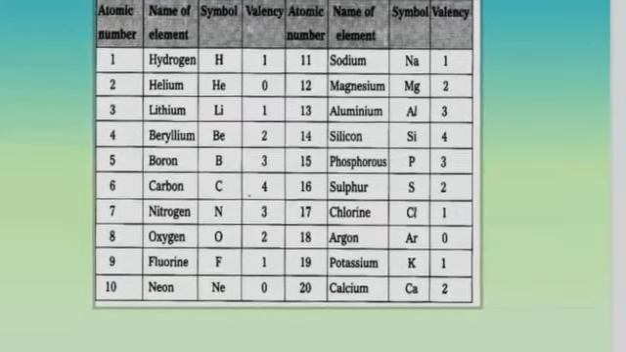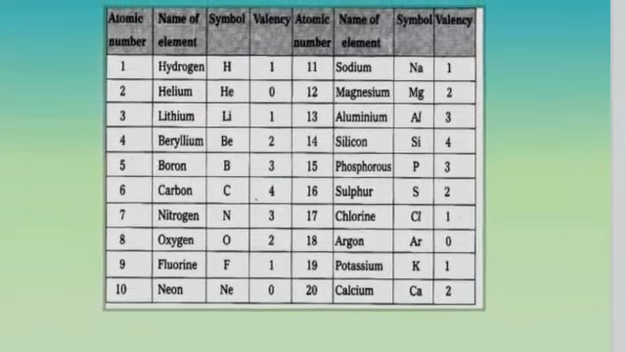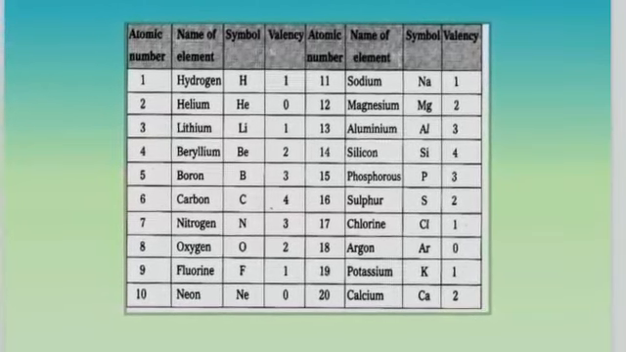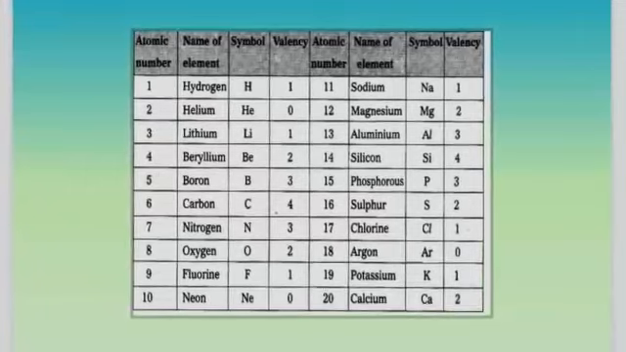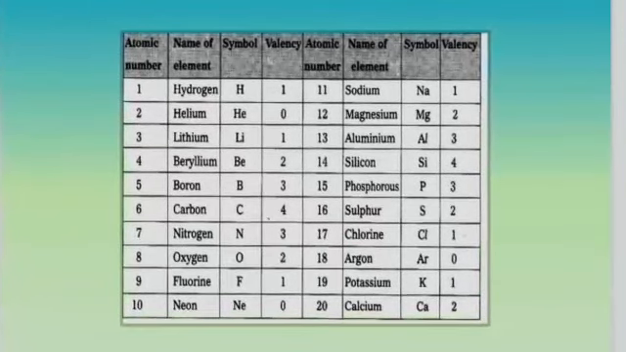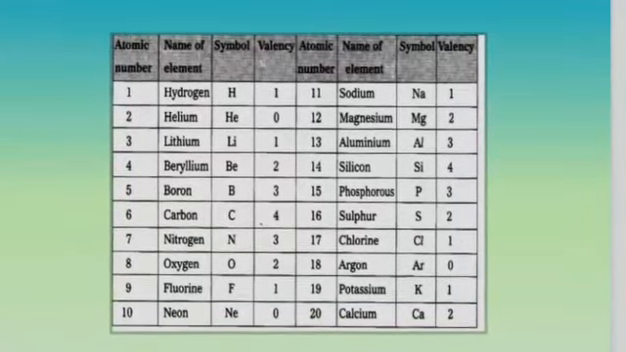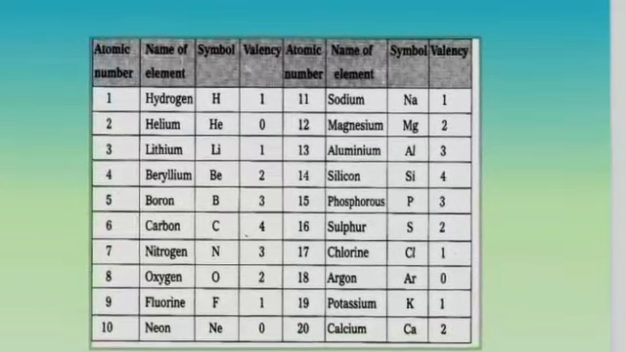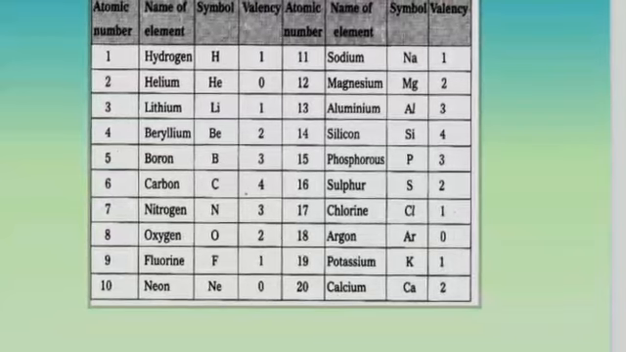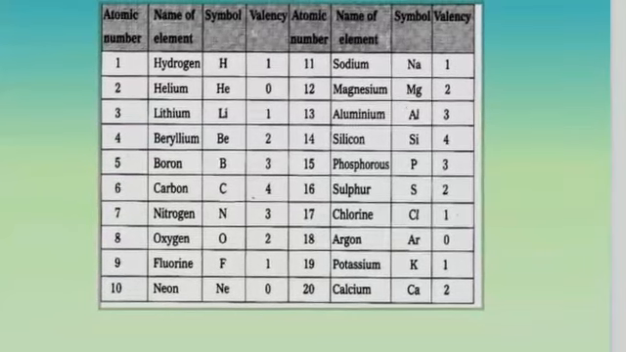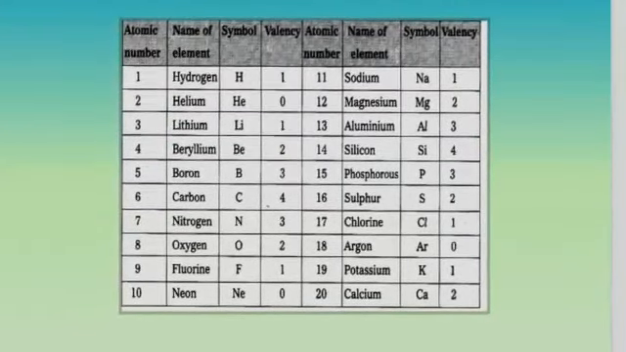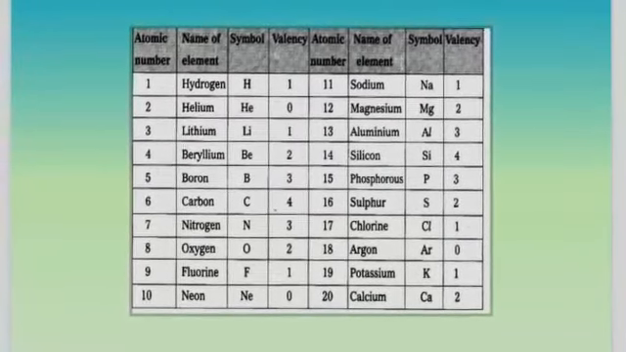Here is a list of the valency of the first 20 elements. Go through it thoroughly. Remember children that atoms with 1, 2 or 3 electrons in the valence shell will lose electrons to form cations. And atoms with 5, 6 or 7 electrons in the valence shell will gain electrons to form anions.